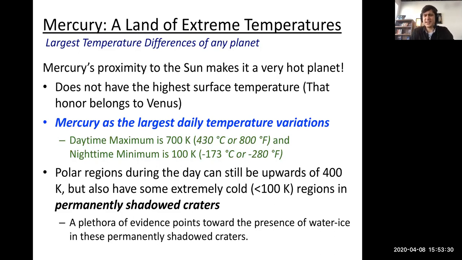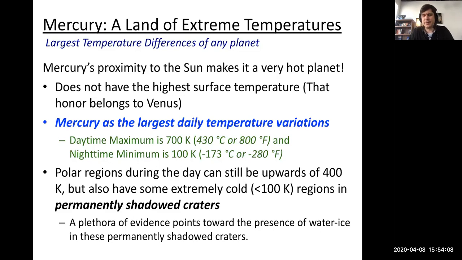One thing that Mercury does have, though, is the largest daily temperature variations. Remember that a day on Mercury, a solar day, is 2 Mercury years. So it has 1 Mercury year in daylight and 1 Mercury year of nighttime. Over those time periods, and being that close to the sun, you get an extreme range in temperatures. The daytime maximum temperature is about 700 Kelvin. That's 430 degrees Celsius, or nearly 800 degrees Fahrenheit. That is a toasty, toasty planet.